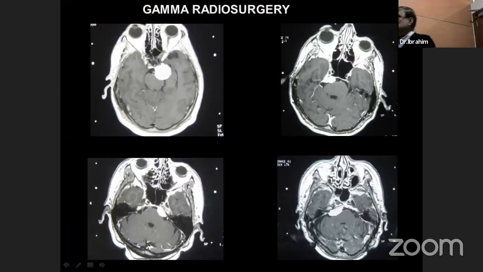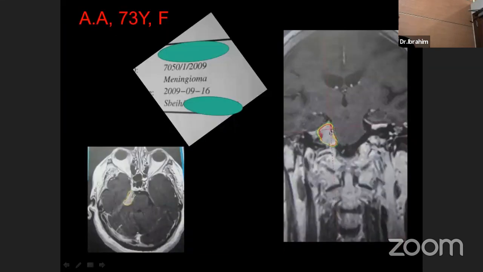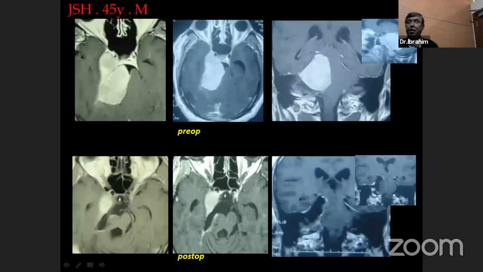What are these cases? Cases that are difficult, but in patients who cannot tolerate surgery. Examples. We are covering the name and so on. This is 2006, okay? This is a tumor. How old? 76, unfit for surgery. 73, unfit for surgery. I treated these patients by gamma knife.